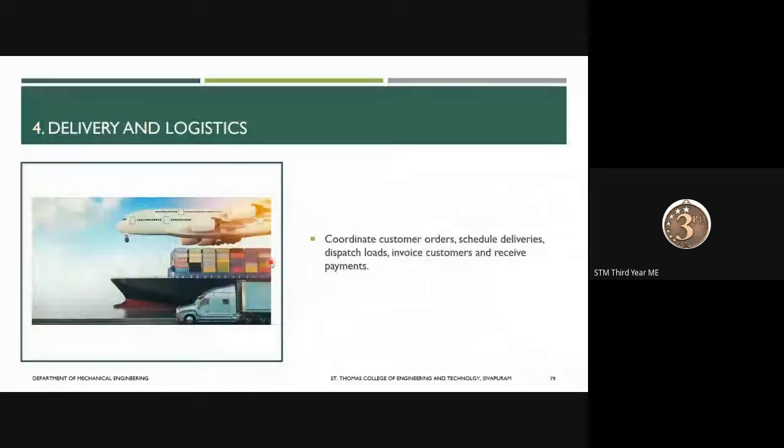Then comes delivery and logistics. So we are coordinating customer orders. Customer orders will be booked, or we may already have a customer order, maybe 200 items. So these orders will be coordinated, and we will be scheduling deliveries. Maybe for today, if you have to deliver 200 products, then that much will be delivered. Or if you have to deliver it the following day, then we'll schedule that. Such deliveries are scheduled and then dispatched to the customer or to the market, and that comes under delivery and logistics.